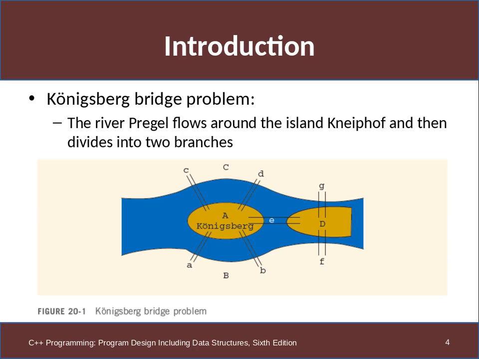Can anyone pronounce that? I could try, but I'm just going to slaughter it. So I'm just going to call it the bridge problem. The river of, oh man, I think it's Prattle, hopefully, flows around the island and then divides into two branches. So the question is, can you make a path such that you cross every bridge exactly once? You can start wherever you want, you can end wherever you want, but is there a path that you can take that goes over every bridge exactly once?